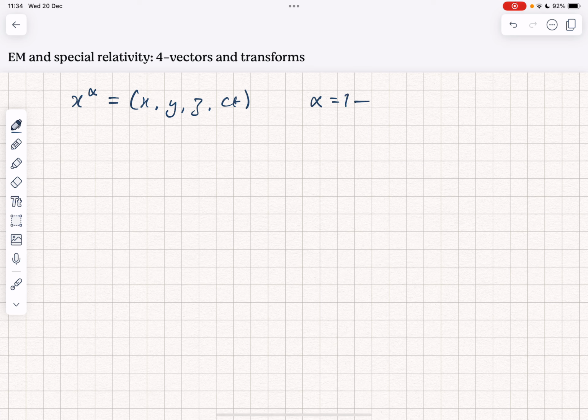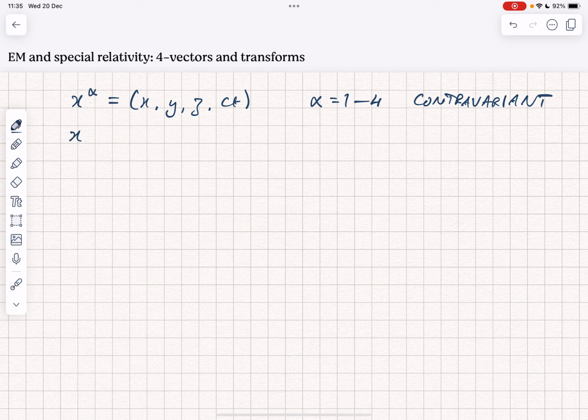Alpha goes from 1 to 4, and we call this a contravariant four vector. I will explain how contravariant and covariant vectors are derived and how they're defined formally at the end of the video. If you're not interested in the mathematical details, it's entirely fine to skip that. So we call that the contravariant vector. You will often find that people write it as CT, comma, X, Y, Z, and in that case they'll often say that alpha goes from 0 to 3. It's just a different notation. The final physics is entirely identical.